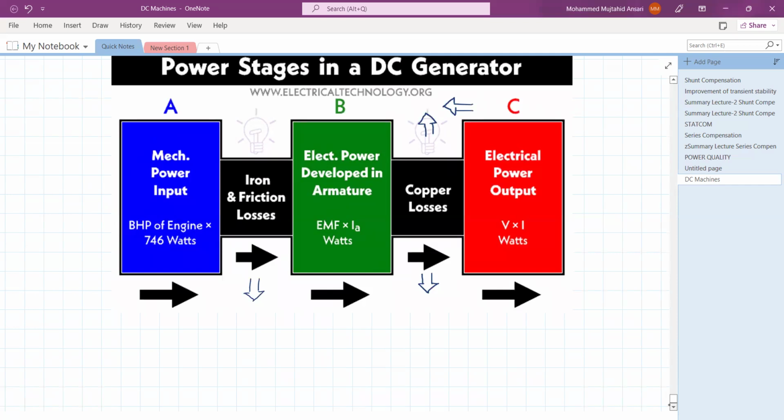And if you add the stray losses or constant losses to the gross electrical power, we will get the electrical input, or the generator input. So if you just remember these power stages: mechanical input, some iron, windage and frictional losses, then it will develop the gross electrical power. From this gross electrical power, if you subtract the copper losses in the 3 windings or 2 windings, we will get the electrical output. So this is called the power stages in the DC generator.